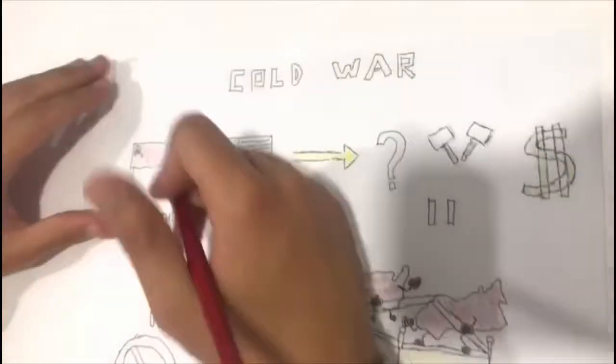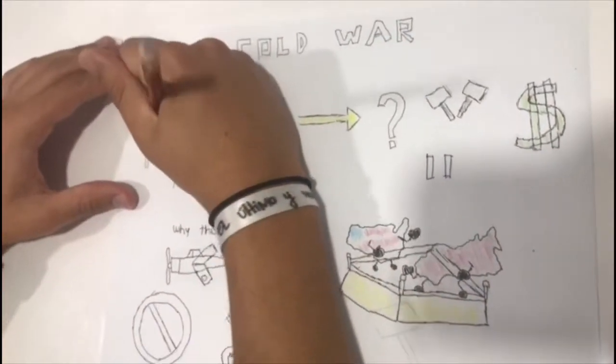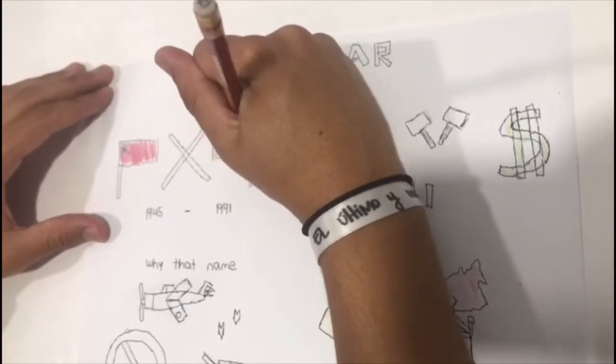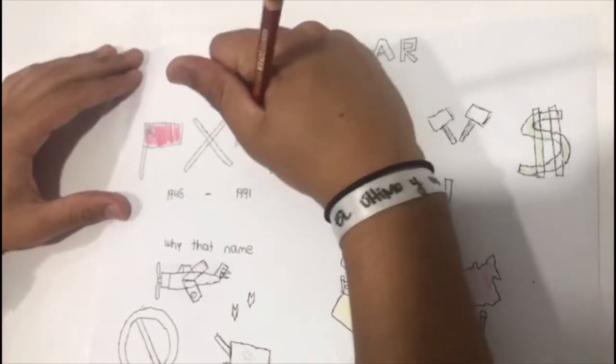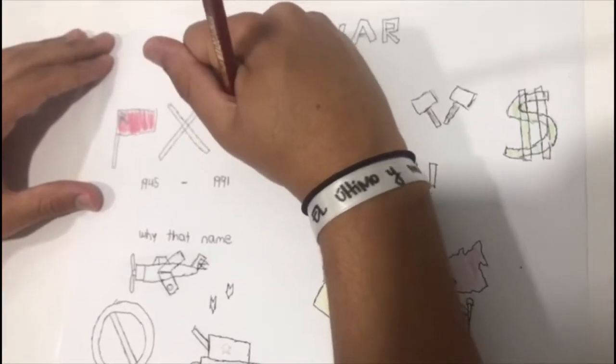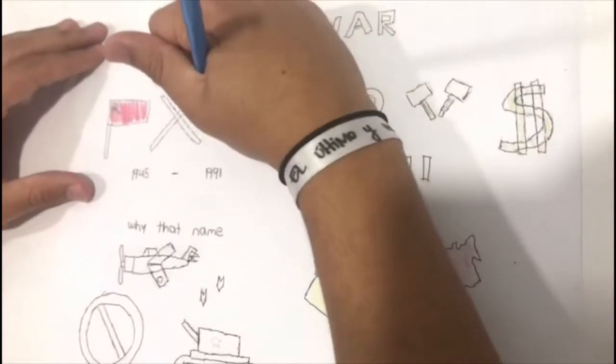Okay, so in order to start, we have to see which countries take part in the Cold War. It is the Soviet Union and the United States of America. The Cold War happened between 1945 and 1991, and it finishes with the dissolution of the Soviet Union.